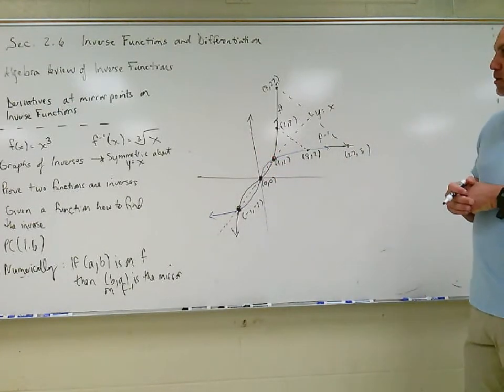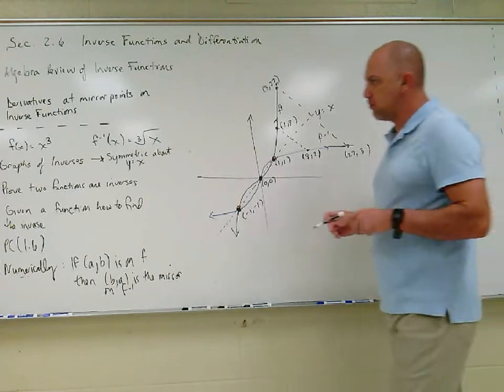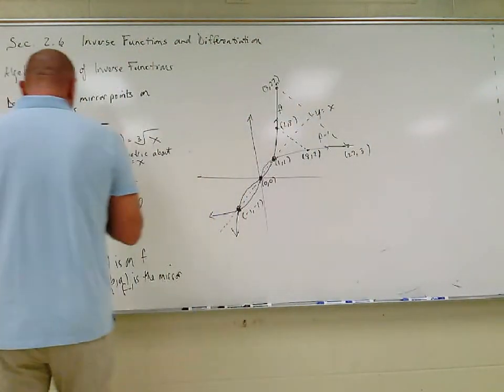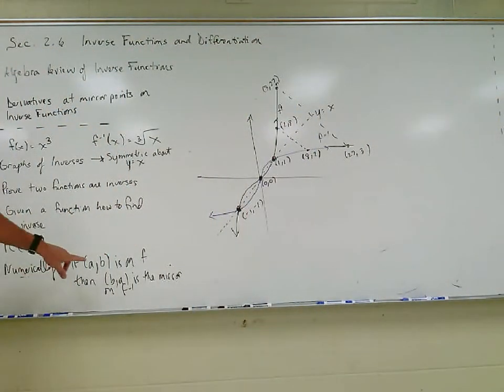Okay? So what do we know? The graphs are symmetric about the line y equals x. Numerically, if we have a point (a, b), (b, a) is the mirror point. What else do we know?